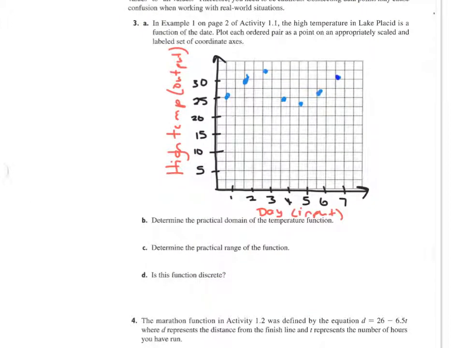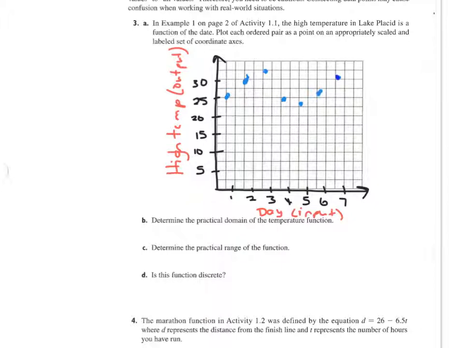Okay, so here I'm coming back to the example on activity 1.1 about the temperature in Lake Placid, and it's a function of the date. What I've done already ahead of time is I set my graph on my input. Just ignore the phone ringing, I'm sorry. My input is on my x-axis, and that is the day, the date, and then the temperature is on my y-axis, that is my output. So again, this just came from page 2 on activity 1.1.